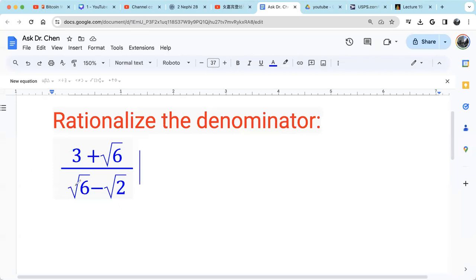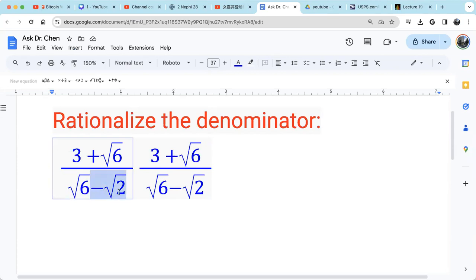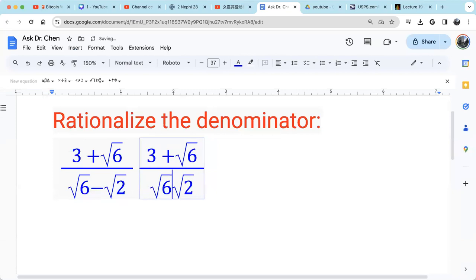So make the denominator a rational number. So what do we do? We want to use the difference of two squares formula. Let me copy and paste. We want to use difference of two squares. So see the denominator, we have a square root of 6 minus square root 2. So we want to multiply by square root of 6 plus square root 2. And then we do the same for the numerator.